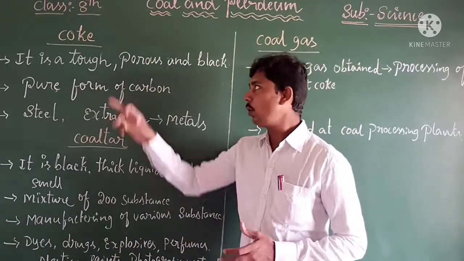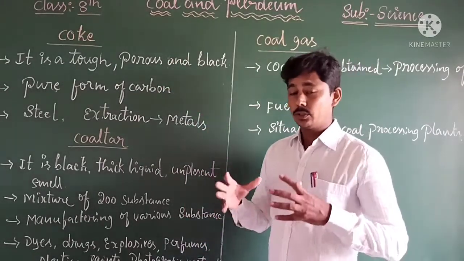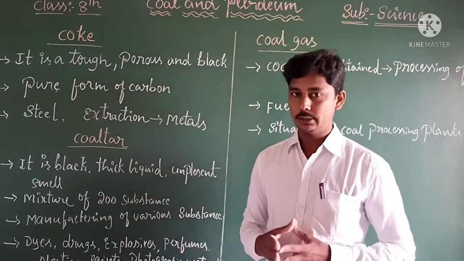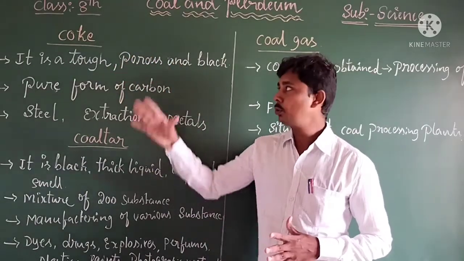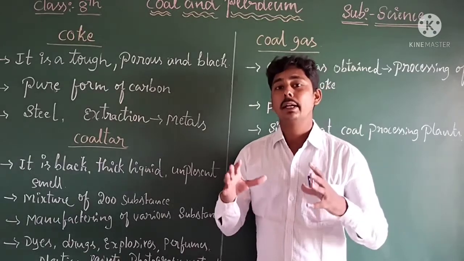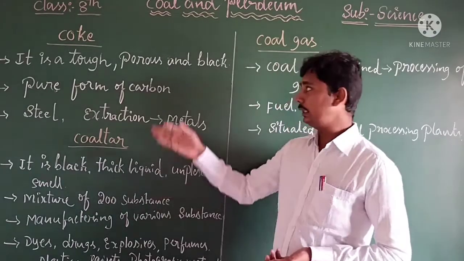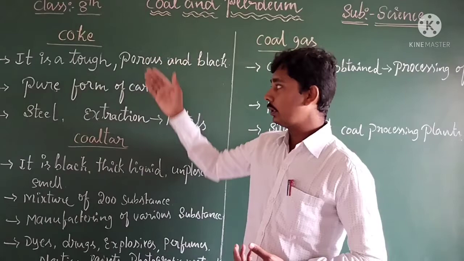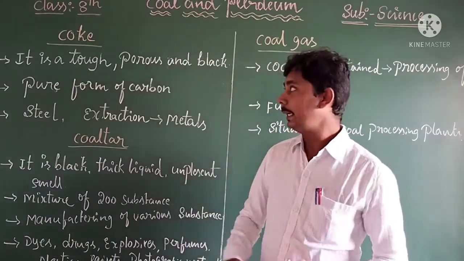A useful product of coal is coke. The first product is coke. This coke is tough in nature and porous, which means the surface of the coke has holes, and it is a black substance. Most coal products are black in nature. Why? Because they contain carbon. Already we know that coal mainly contains carbon. Because of this, all its useful products are also black substances, and coke is a pure form of carbon, with the highest carbon content.